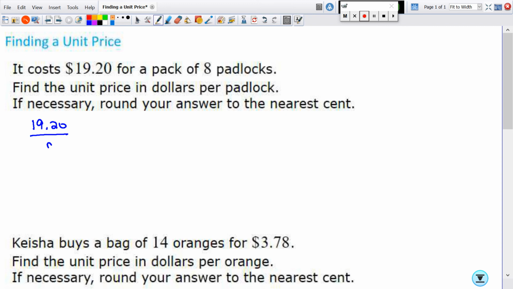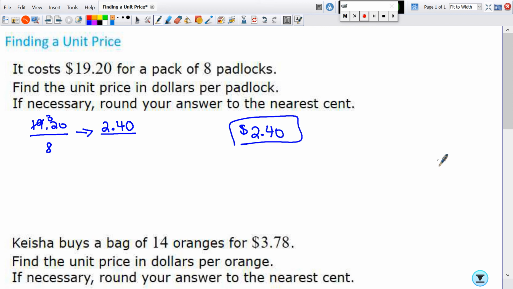$19.20 over 8, and then I'm going to do it like this. You work with the number in front of the decimal first. So 8 goes into 19 two times, and then we have a decimal point, so put your decimal down. 2 times 8 is 16, so you have 3 left over. Stick that up here, okay? And then you look at this number, and you say 8 goes into 32. Well, 8 goes into 32 4 times, and that went in evenly, so there's nothing left over. 4 times 8 is 32, so this extra spot, because you're talking about money, gets a 0. So your unit price is $2.40.